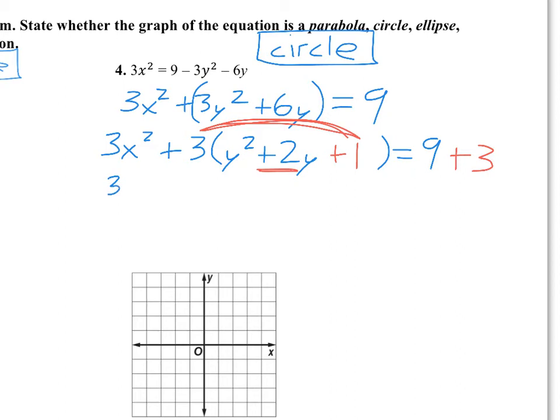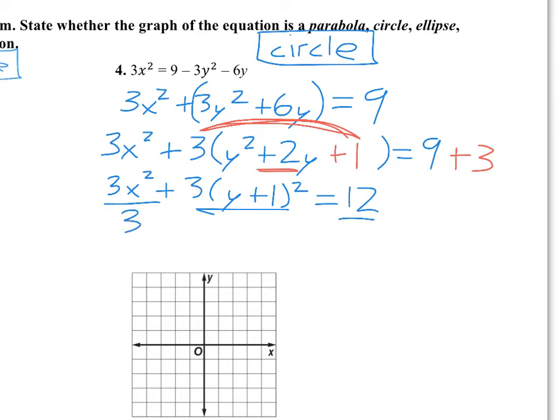So we have 3x squared plus 3, and we're going to factor y plus 1 squared equals 12. Divide everything by, we're not going to divide by 12. Again, we don't want the right side to be 1 for a circle. We want to divide by 3 because for a circle you don't want coefficients in front of x squared and y squared. So this is going to give us x squared plus y plus 1 squared equals 4.